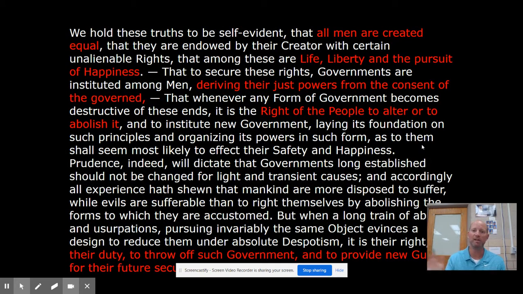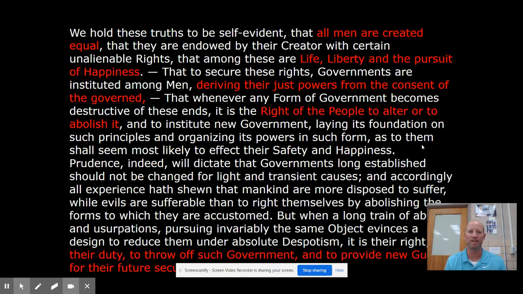We hold these truths to be self-evident, that all men are created equal. They are endowed by their Creator with certain unalienable rights, and among these are life, liberty, and the pursuit of happiness. Notice we've taken John Locke's words, his ideas, and we spun them to say pursuit of happiness, because property meant a whole lot of different things, especially with the issue of slavery going on. So they changed that property to the pursuit of happiness.